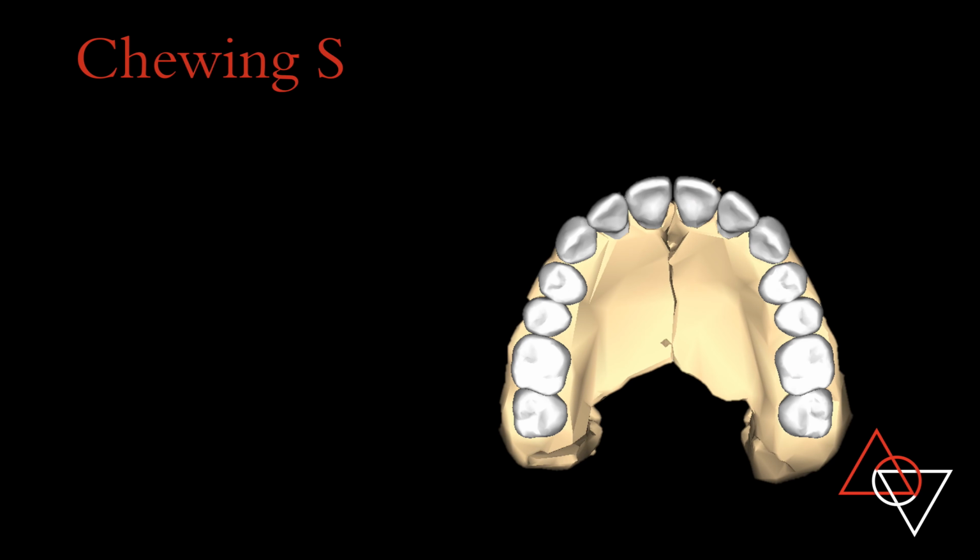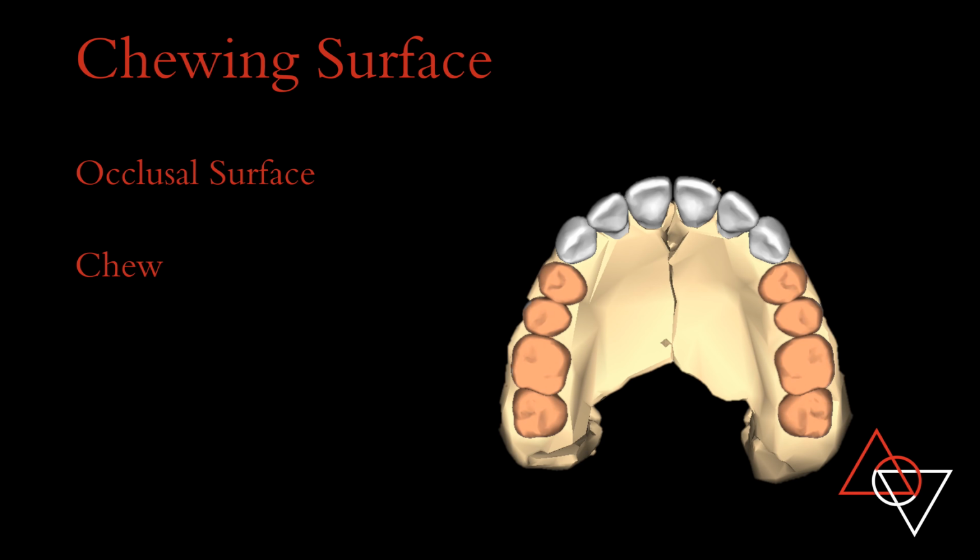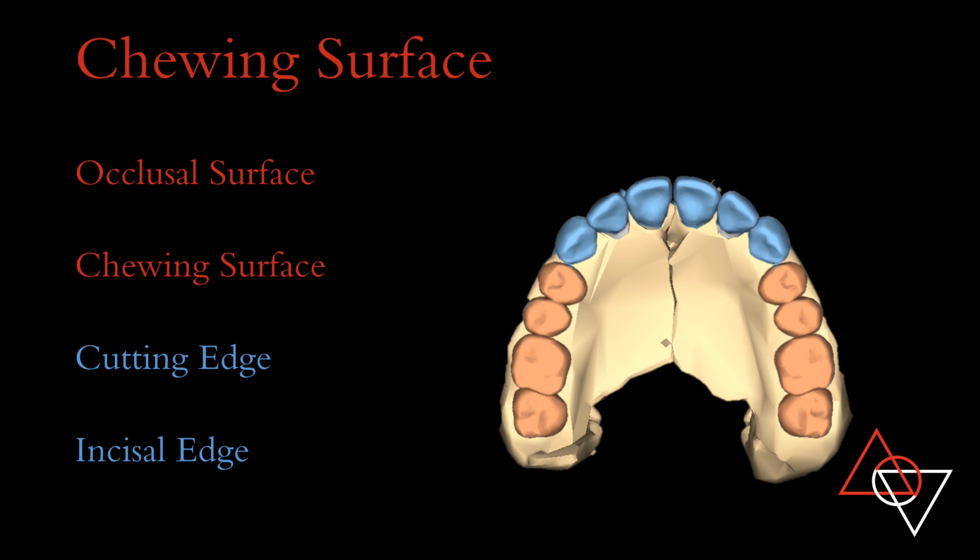The next surface on the list is called chewing surface. Now, the real terminology for it is occlusal surface. It's not wrong to say chewing surface, but it is wrong to say chewing surface for the anterior teeth, because anterior teeth don't have a chewing surface, they have a cutting edge or incisal edge. The chewing surface is only present on premolars and molars.